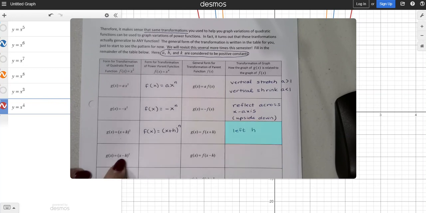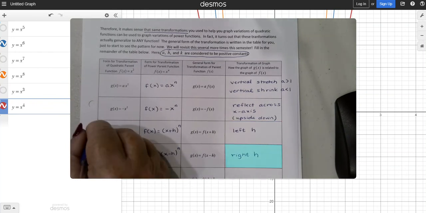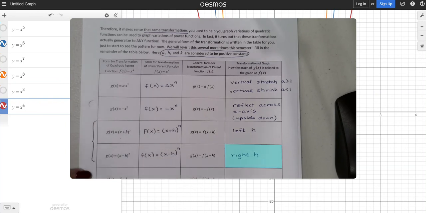If I have x minus h instead, then we move to the right. And again, that works for any power function. And in fact, works for any function in general. These are the ones we called the horizontal shifts because they're moving left and right.